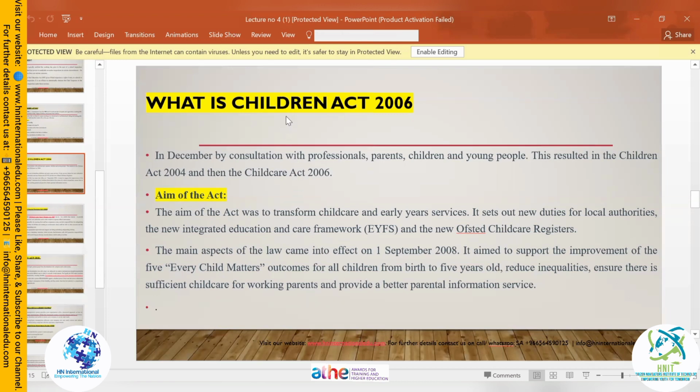So this Children Act works on the same principle as the previous one, but it amended some of its laws and policies and the workplace in order to ensure better childcare for working parents and for non-working parents.